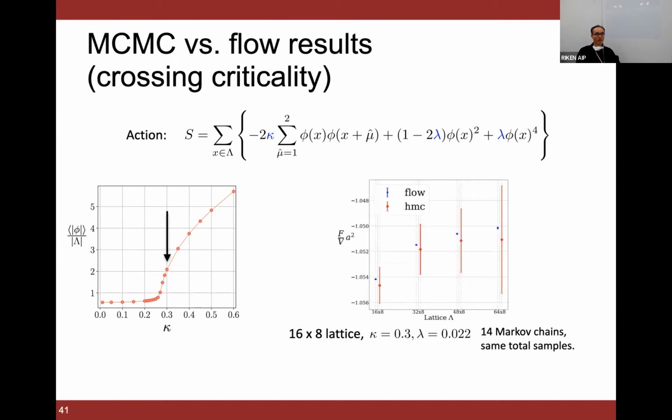However, when we want to compute the free energy at kappa equal to 0.3, this is a hard problem for MCMC sampling because it goes beyond the critical point. To get reasonable variance, we increased the number of samples, and we used 14 Markov chains to go from kappa equals 0 to 0.3 and performed numerical integration. The right-hand side shows the result. Red is MCMC sampling, and blue is our approach. We see a big difference in the variance of the estimators.